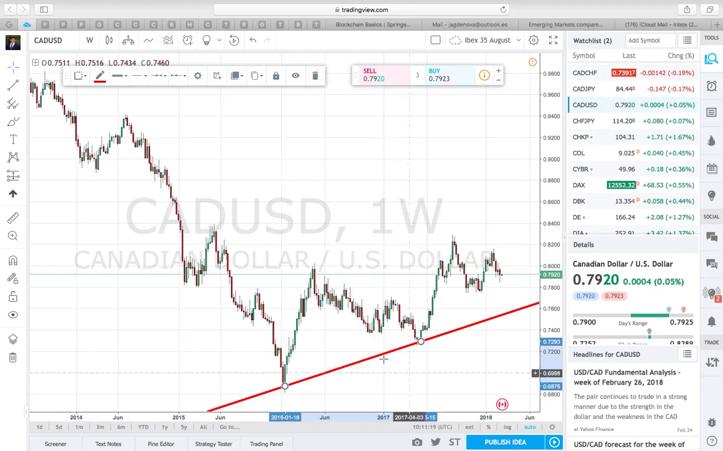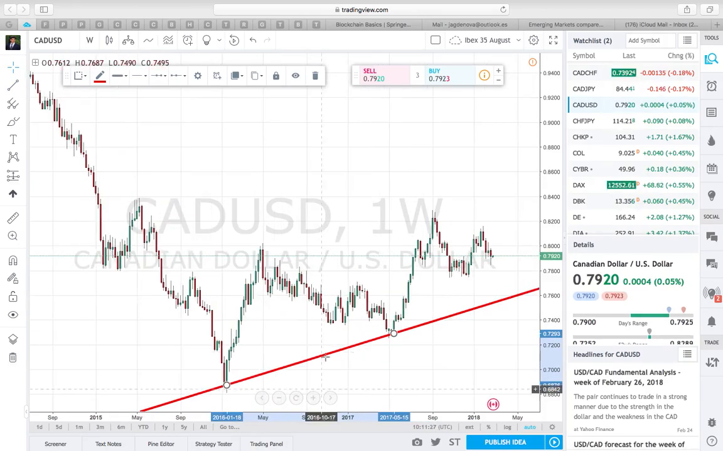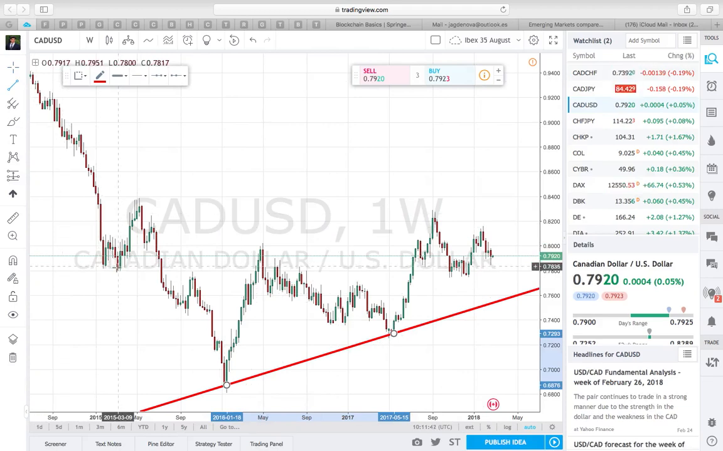We are going to use the red lines for the weekly trend lines, and then we are going to use different colors for the daily ones. Here we see the weekly chart. Right now it is going back and forth. Here we see a strong support. On the other side, we can see how it's forming some kind of channel.